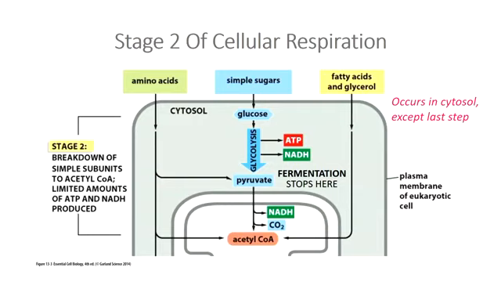What if you're a bacterial cell and you've got no mitochondria? Can this happen? Yeah, so what happens there? I mean, you've got no mitochondrion to go into. So where does the conversion of pyruvate to acetyl-CoA happen if you're a bacterial cell? Not in the cell membrane.